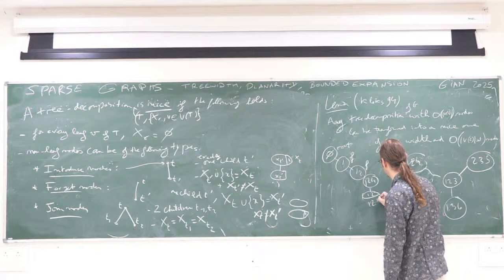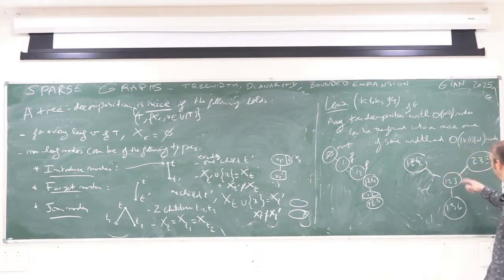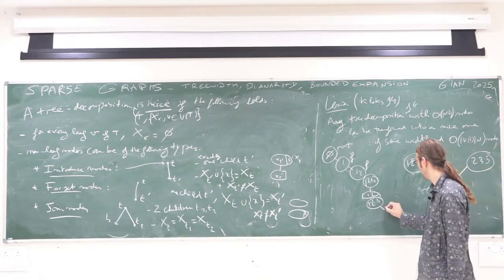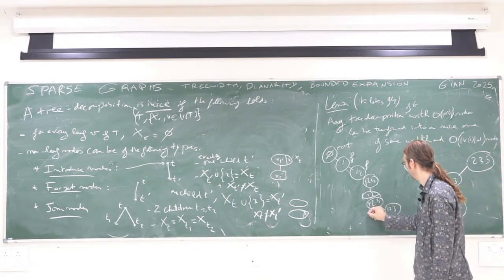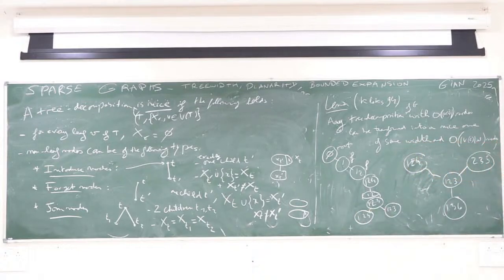Some space. 1, 2, 3. Okay, and now here you see that there is some branching. So what I'm going to do is a join node. So I'm copying 1, 2, 3. So what I'm doing is I'm just processing the tree decomposition like this.